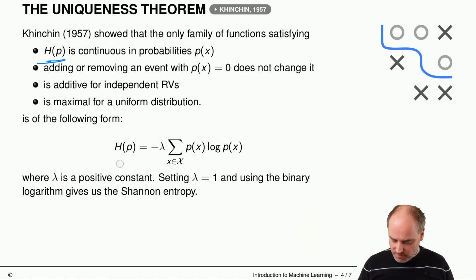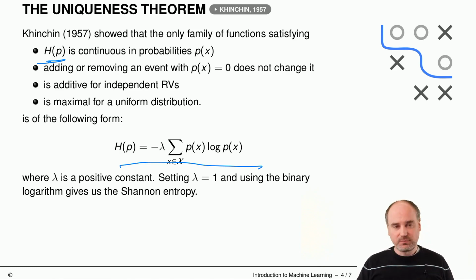Then this measure must be of this form here. So this is basically our entropy formula up to one multiplicative constant, which I call lambda here. And this positive constant is basically fixed by fixing the base of the logarithm. So there's basically only one choice, and this is to accept that all of these things here make sense, and I guess we should probably accept these things. Then there is basically only Shannon entropy up to the base of the logarithm.